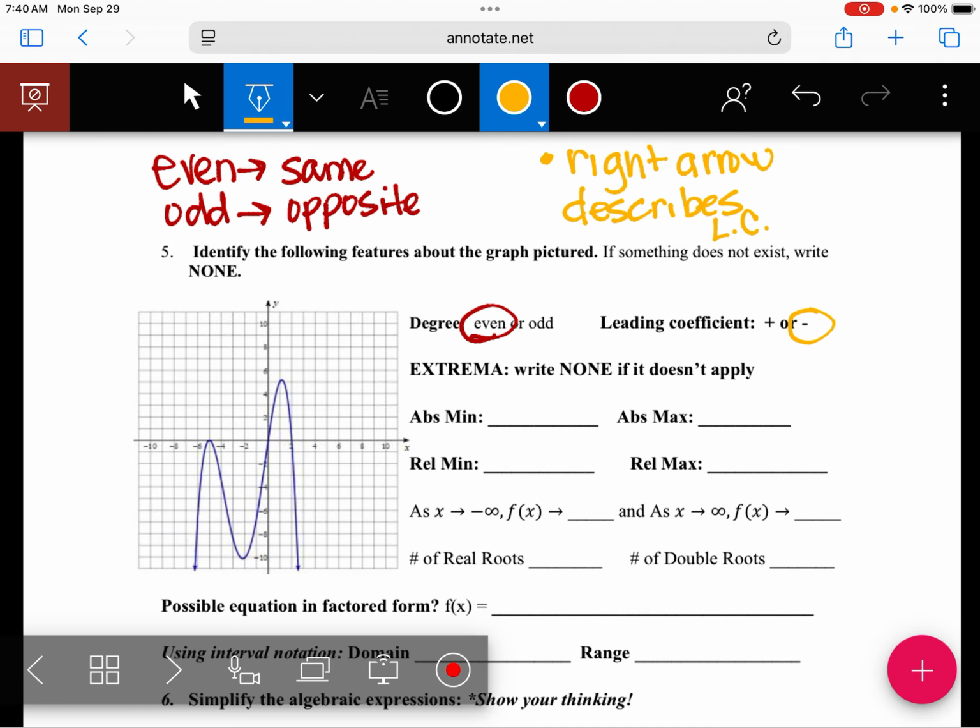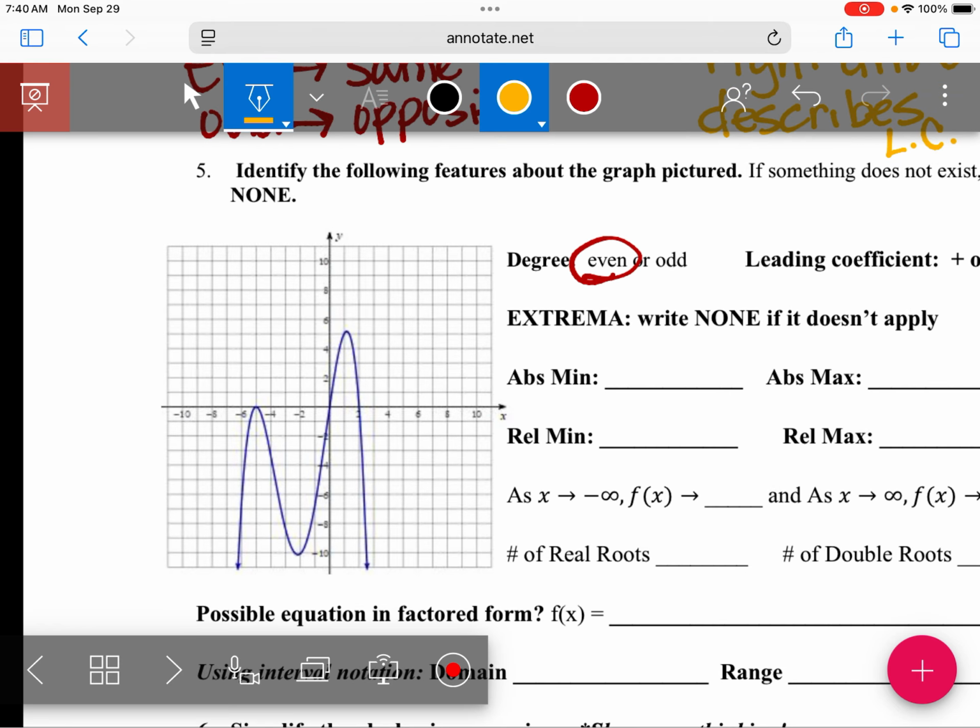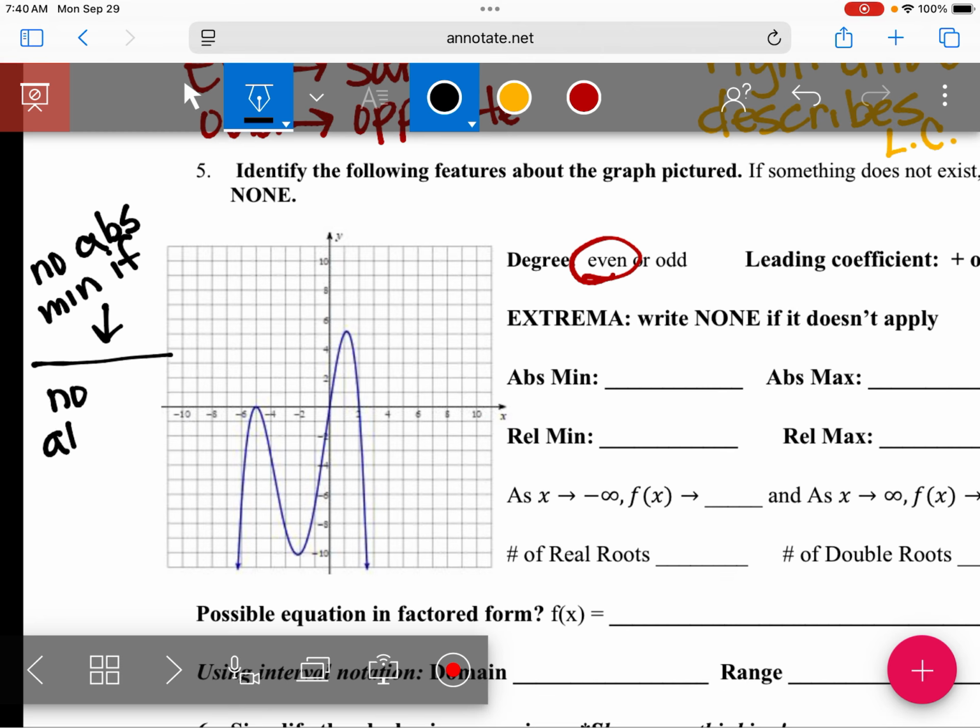Now, the absolute minimum would be your lowest point. So I'm going to write off to the side, no absolute min if you have one arrow going down. All you need is one going down for you to say there's no absolute min. And conversely, there's no absolute max if one side goes up. All you need is at least one. If you have one side going down and one side going up, that means you don't have any.